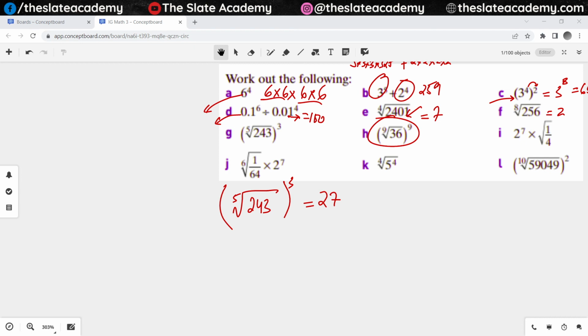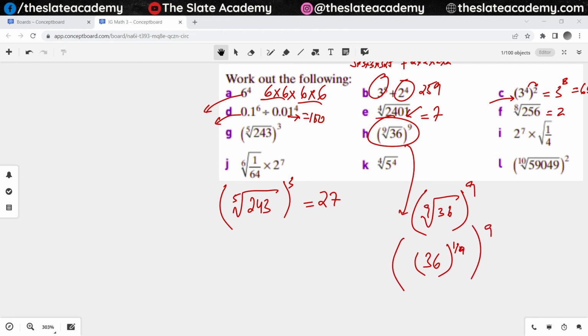No, no. There is no other side. So let me write the question, root 9 of 36 and then power 9. So root 9 I can write as 36 to the power 1 over 9, right? And outside power 9 stays as it is. Power on top of power, they multiply, they cancel each other out. The answer is 36.